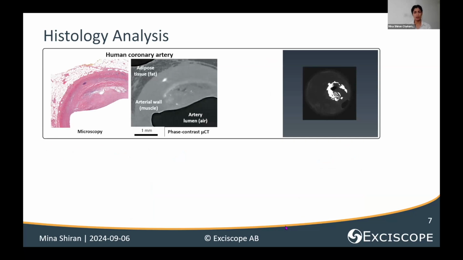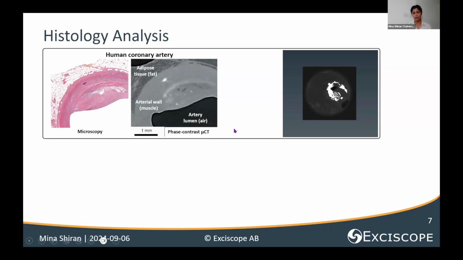And it shows in both cases that the artery lumen is surrounded by the muscle tissues and also the fat tissues. The only thing is that for the optical microscope, the data is basically limited to two dimensions. And also it is a destructive sample preparation. It involves destructive sample preparation, so it's not possible to actually look into the sample with other techniques later.